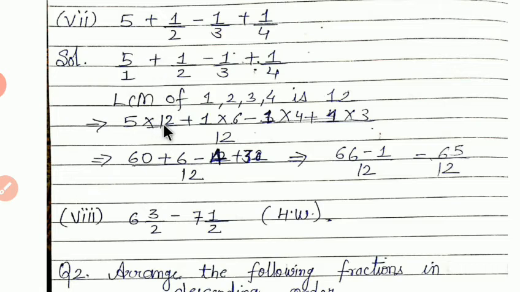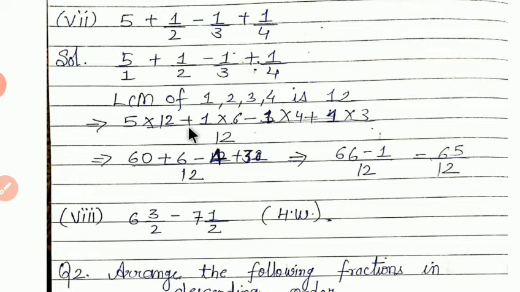So 5 into 12 plus. For getting denominator as 12, we have to multiply 2 by 6. So in 1 also multiply by 6. Then minus. In 3 we multiply by 4. So 1 also we have to multiply by 4. Plus 4 3s are 12. So 1 into 3. Now first we multiply, then we will add or subtract.